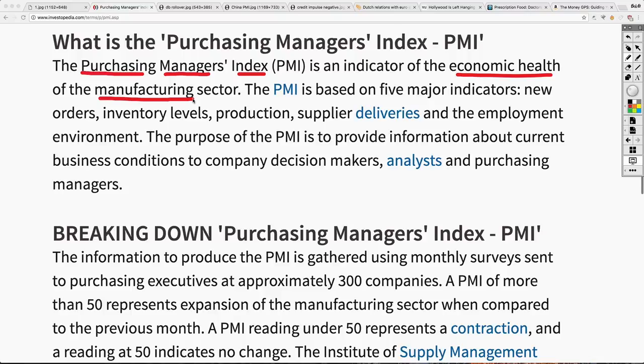And it's one very important indicator that we constantly look at to discover what is the current status, what is the situation. The PMI is based off of 5 major indicators: new orders, inventory levels, production, supplier deliveries, and the employment environment. It's important to know, always keeping an eye on the PMI, something that we constantly need to look at to monitor. So, okay, that's a little bit of background there. Just wanted to show you that.